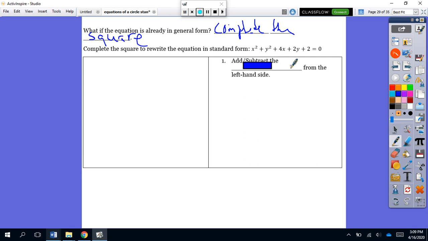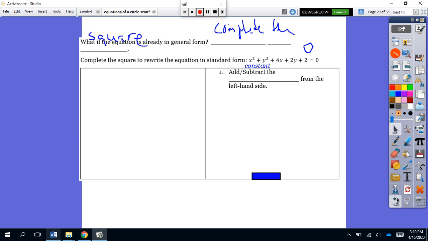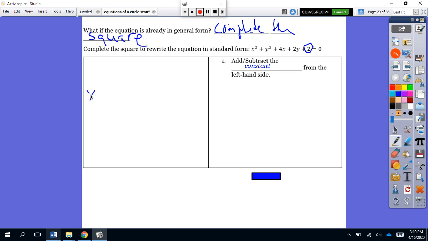So the first thing I need to do is move this number over to the other side, because I don't want to mess with that number. So you just add or subtract, depending on whether it's a positive or a negative number. Add or subtract that constant. So now we should have x squared plus y squared plus 4x plus 2y equals, and that'll be negative 2 since I'm subtracting it.